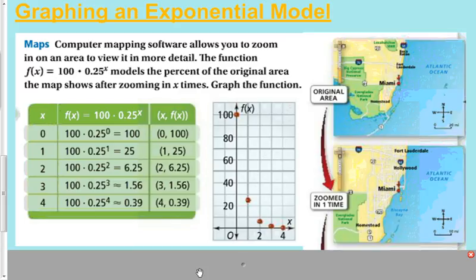So to graph the function, there's our function, and we'll find that you start at 100. 0, 100, that would be your y-intercept. If you zoom in one time, it is 25% of the original area. 2 times, it would be all the way down to 6.25%. And you can see the change here as you plug it in. So it's a real world situation here, modeled by a function and an exponential function at that.